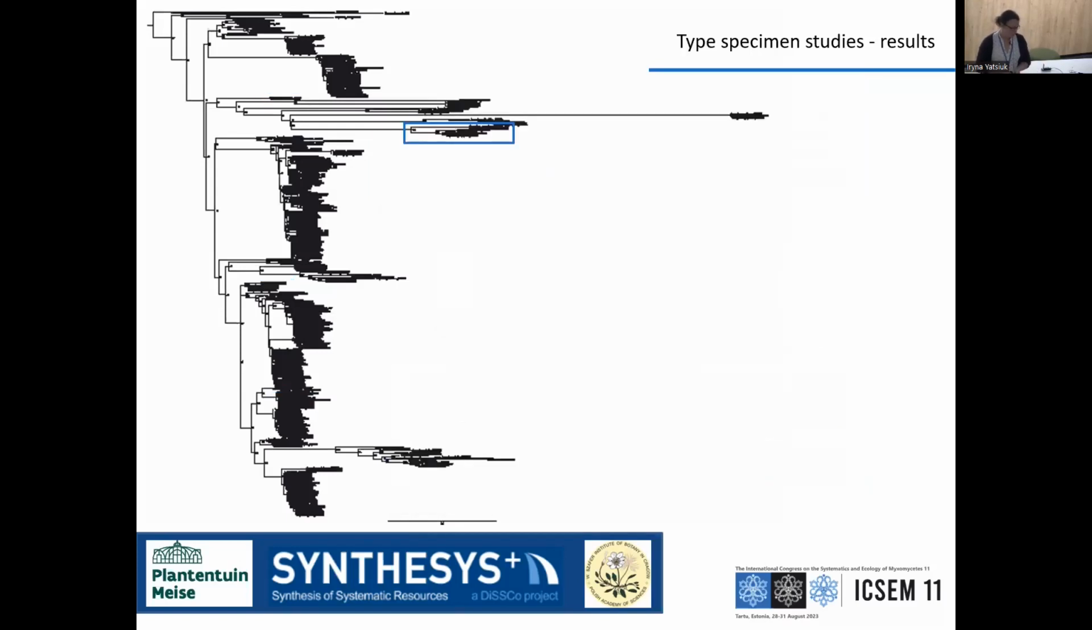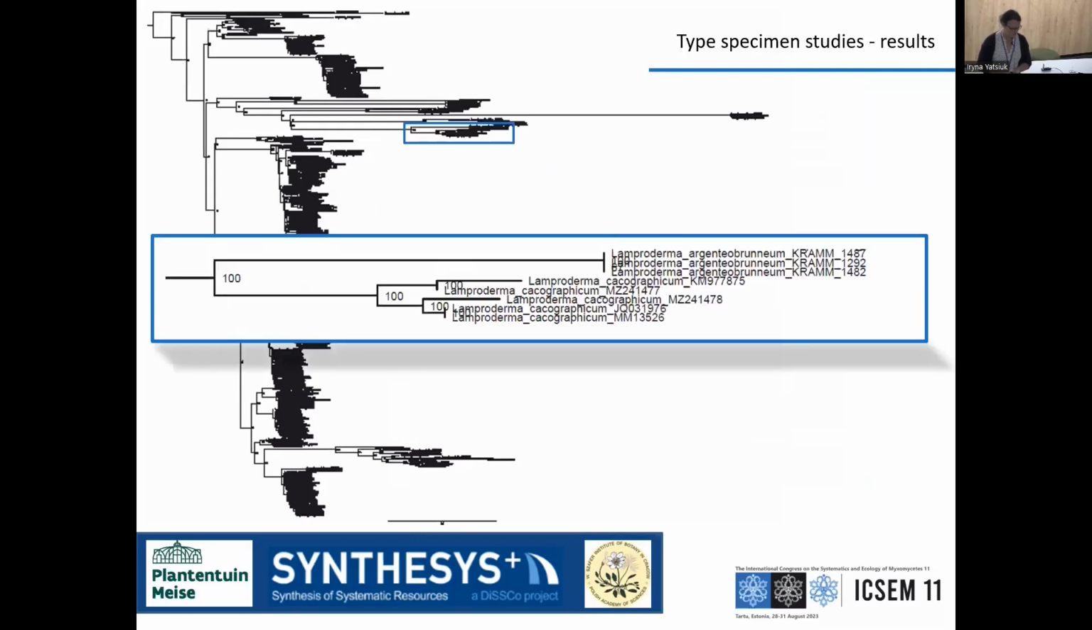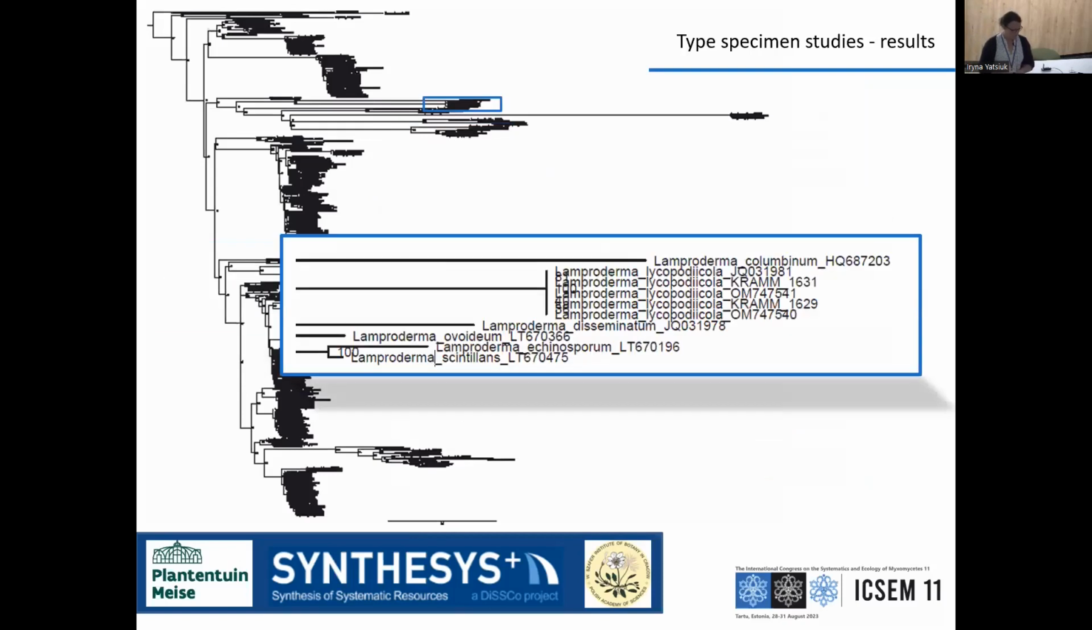And with some other examples in this phylogeny, we, for instance, confirmed Lamproderma argenteobrunneum to be an independent species with its isotype sequenced here, and Lamproderma cacographicum with its holotype. They are sister species in our phylogeny, which is not surprising based on morphology. We also confirmed Lamproderma lycopodiicola with two sequences of two paratypes. And here, again, we must be very careful when we have paratypes only, because once I loaned two paratypes of Comatricha, and one of them was Meriderma.